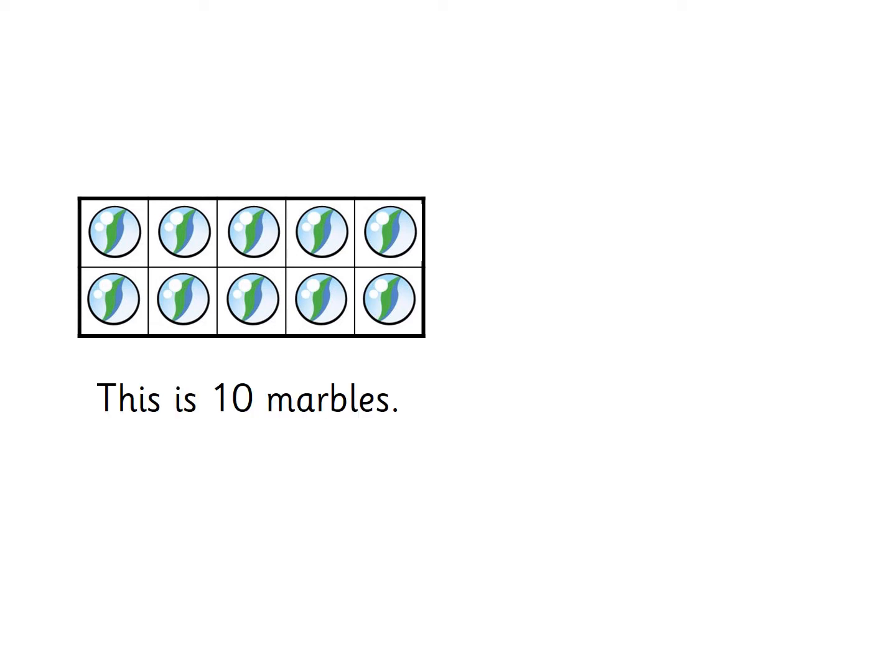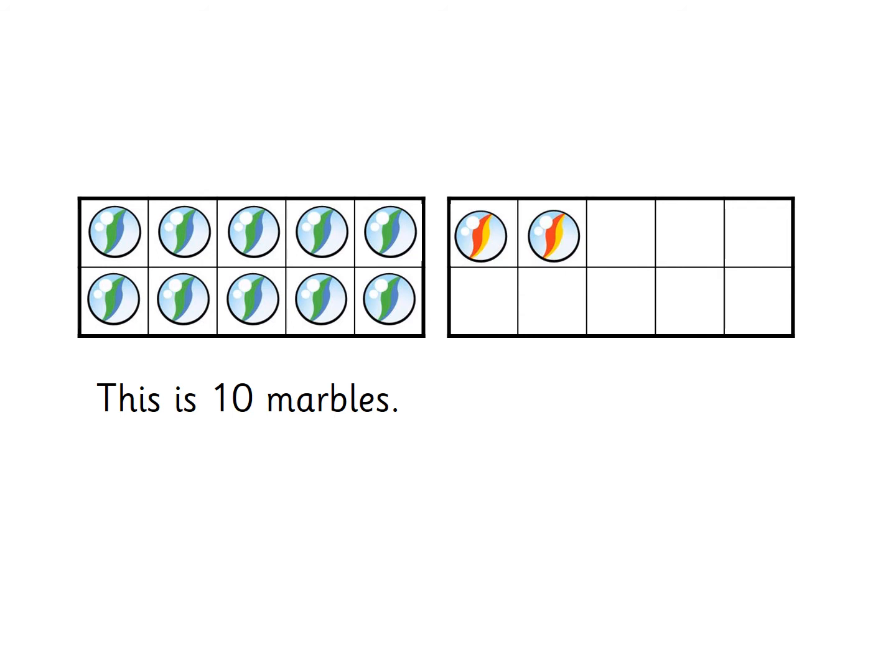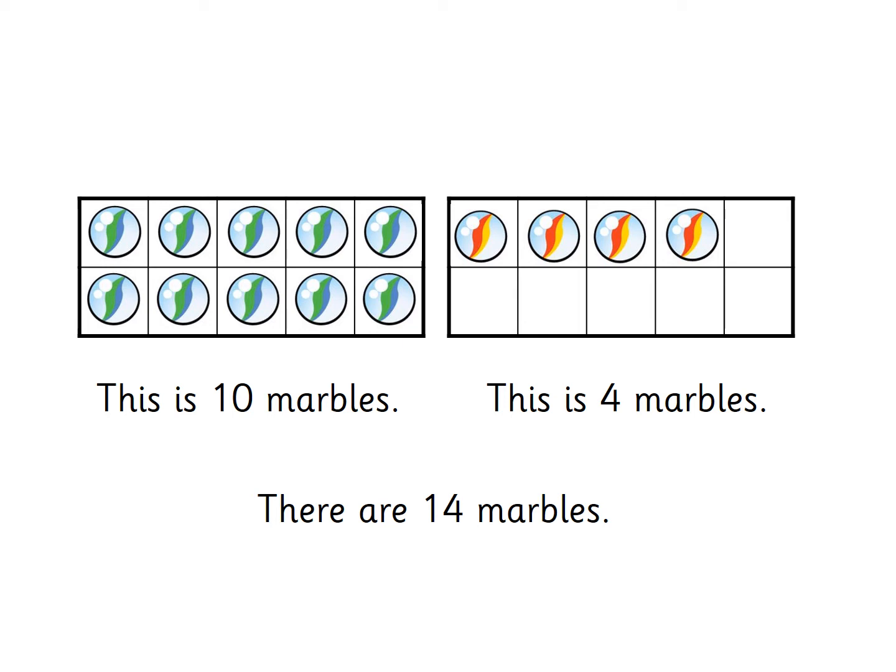Another one. This again is how many marbles? 10. Well done. So this is 10 marbles. How many marbles on this side? So we've got 10 marbles, sorry, and then how many marbles on this side? Count the yellow marbles. 1, 2, 3, 4. So we've got 4 marbles there. So we've got 10 marbles and 4 marbles. So altogether there are 14 marbles. 10, 11, 12, 13, 14. So we're counting on from 10. 14 marbles. 1 ten and 4 ones is 14.